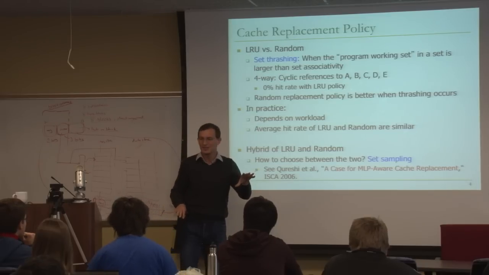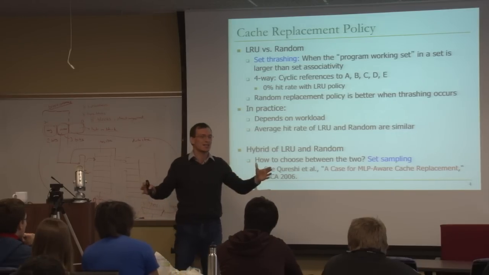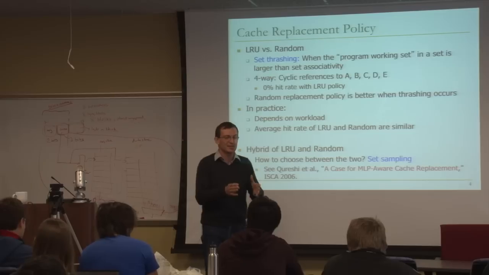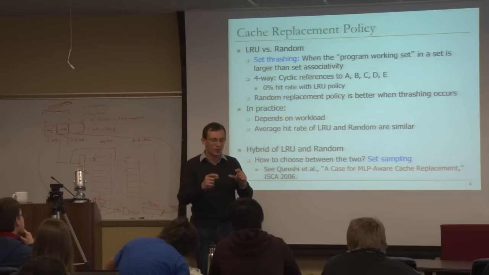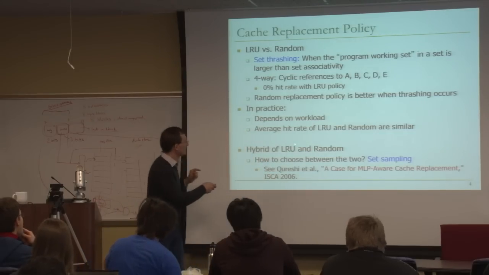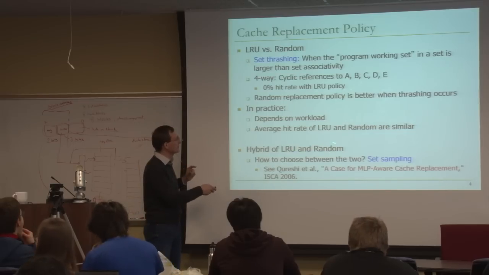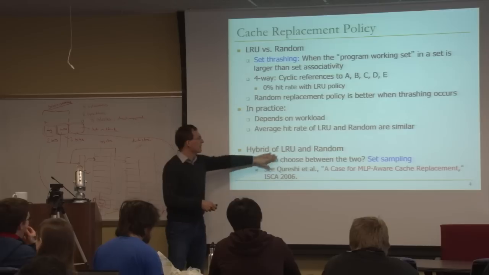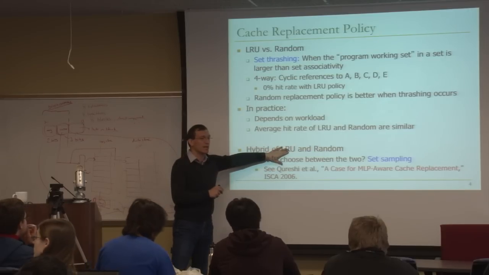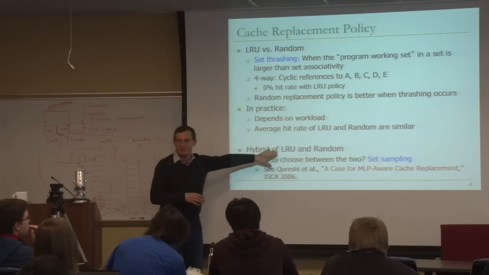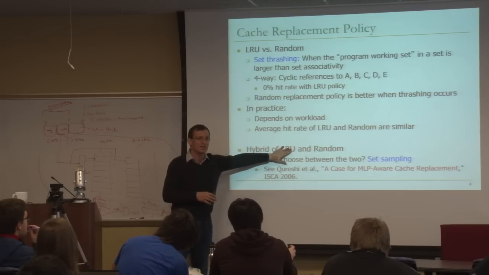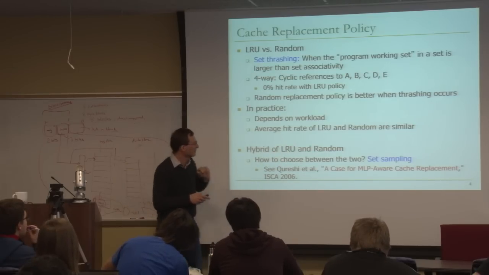Does that make sense? You sample, basically, across the entire cache some sets, let's say 32 sets out of 1,024. And those compete to decide between LRU and random. Then, depending on whichever one is doing better dynamically, you pick the one. This is similar to dynamic branch predictors. You could do this on a per set basis also, but then the cost is very high.